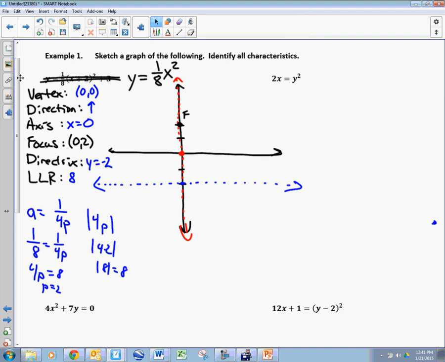So I'm going to sketch this. 1, 2, 3, 4. And what's nice is this tells me how wide I need to make my parabola.